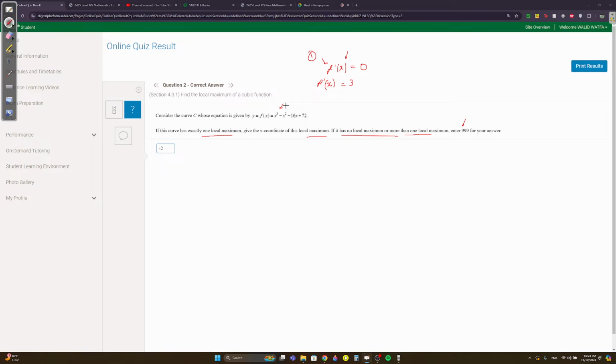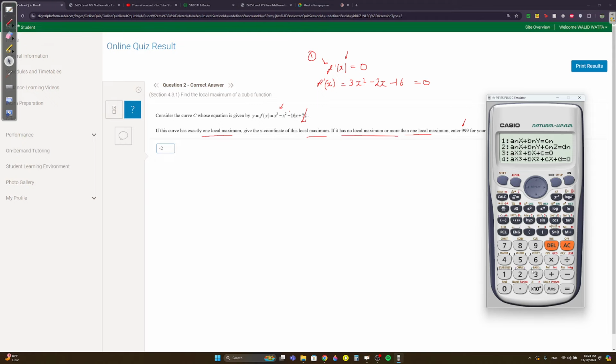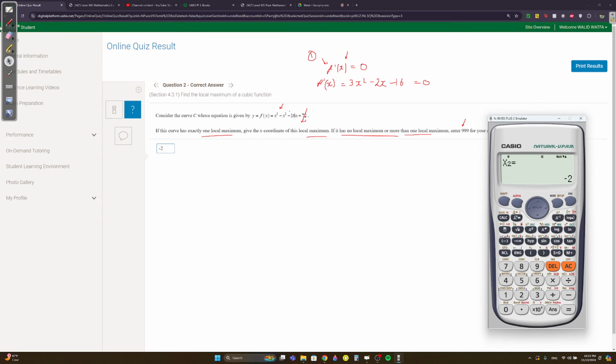F prime of x is equal to what? 3 times 1 is 3, reduced by 1, x squared. 2 times minus 1 is minus 2, reduced by 1, it's x. 1 times minus 16 is minus 16. F prime of x equated to 0. You can just factor this out. You're going to get 8 over 3 and minus 2. Okay, so you're going to get x equals minus 2, x equals 8 over 3.